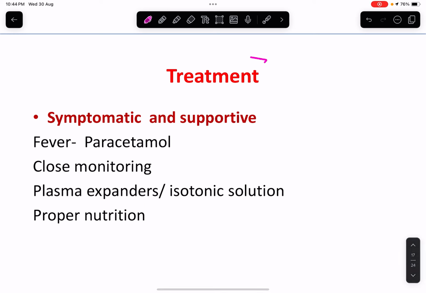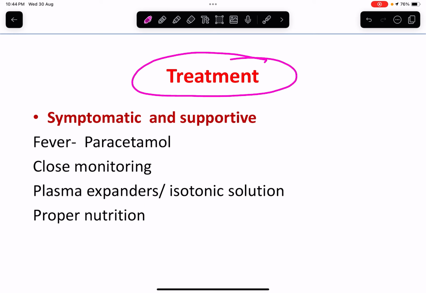Lastly, the most important part, treatment. Now, just to mention that there is no specific medication for a dengue infection. The main treatment is symptomatic and supportive.